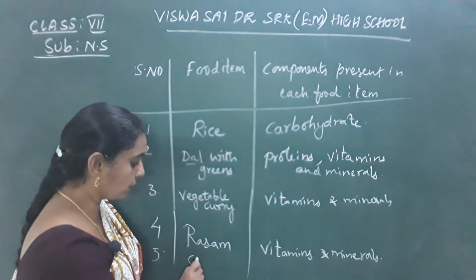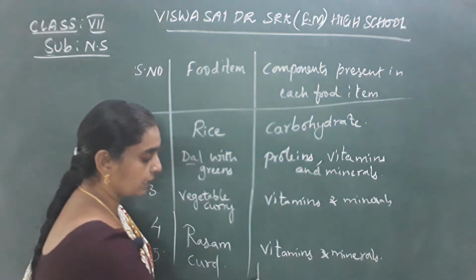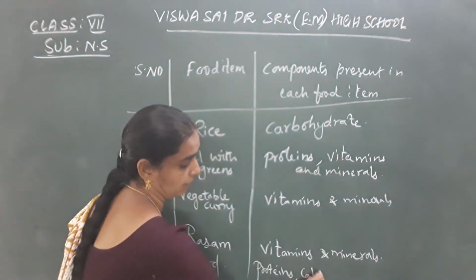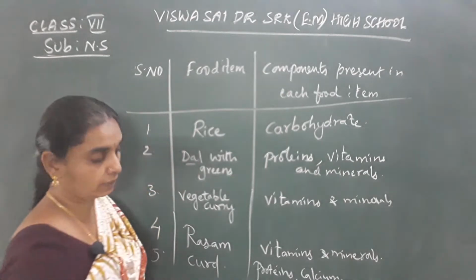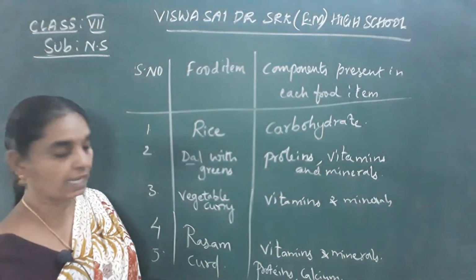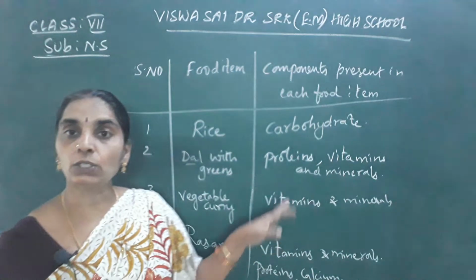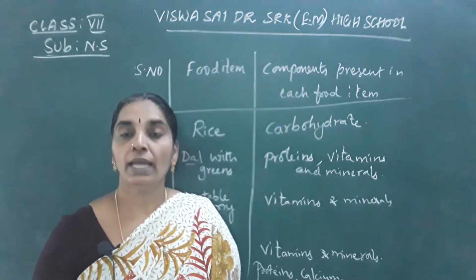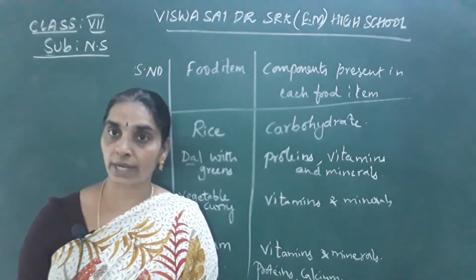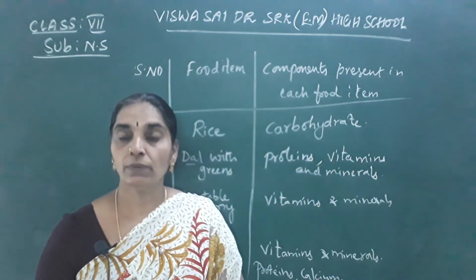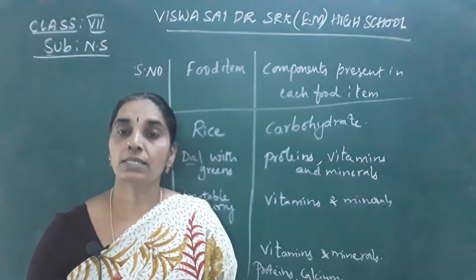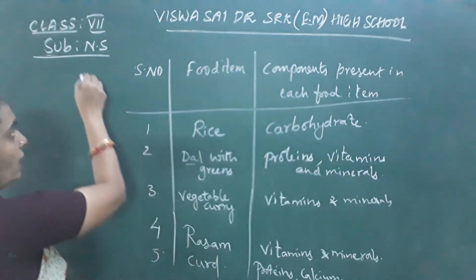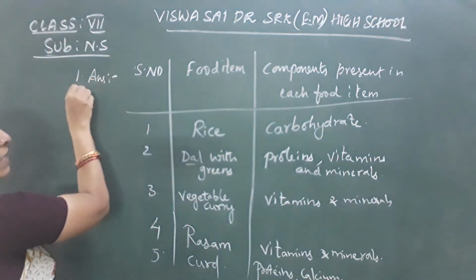Next, curd or any other fruit. Curd contains proteins, isn't it? It is a milk item, so it also contains calcium mineral in it mostly. So you can write the curd contains proteins and calcium. So like this, you have to write the components present in the food item that you have taken in the lunch. Any item of your choice that you have taken in the lunch during the particular day. Okay, so like that you have to answer the very first question of your textbook. Hope you have understood how to write the answer.